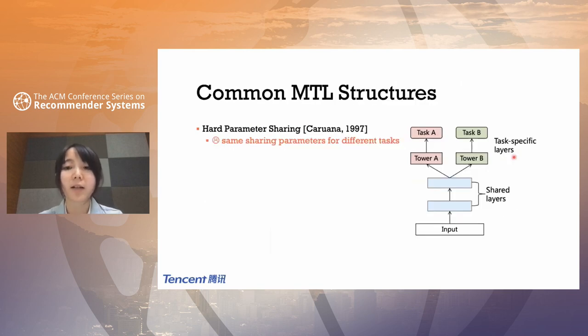So let's first look at some common multitask learning structures. Hard parameter sharing is the most basic structure. As we can see in the figure, different tasks share the same bottom layers. So hard parameter sharing may suffer from performance degeneration when tasks are conflicted.